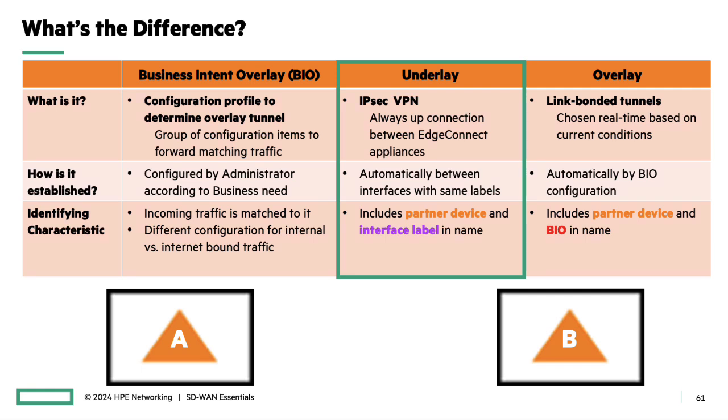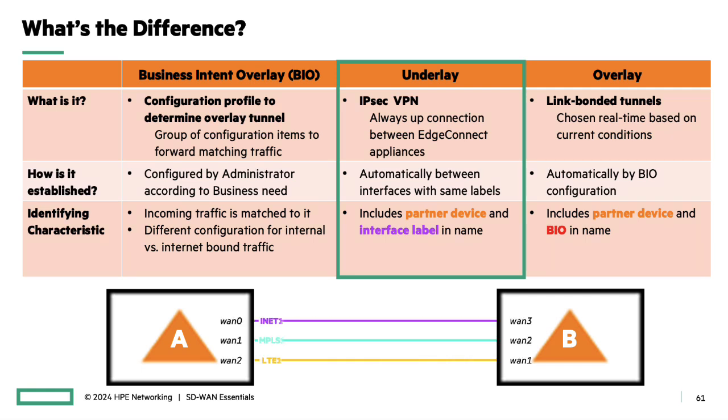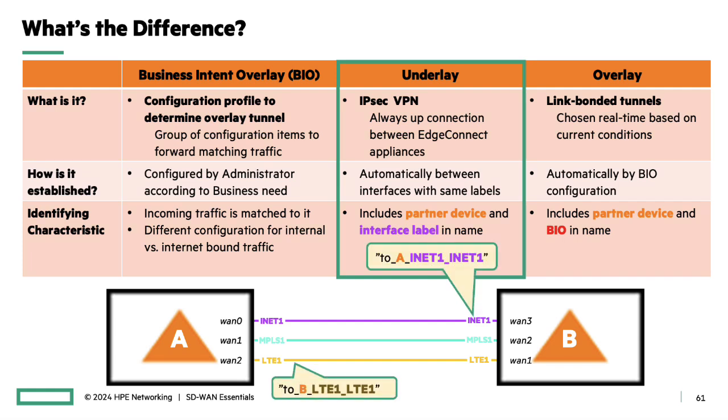An underlay tunnel is simply an IPsec VPN to another edge connect. They are automatically created between edge connects that have the same interface labels like INET1 and LTE1, irrespective of the interface name. Its identifying characteristic is that the interface label is part of the underlay tunnel name, as well as the host name of the appliance where the tunnel terminates.